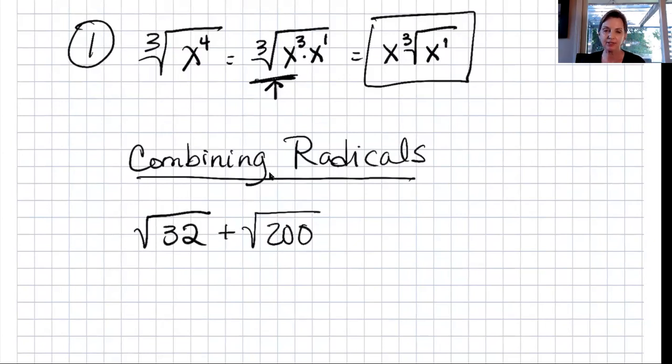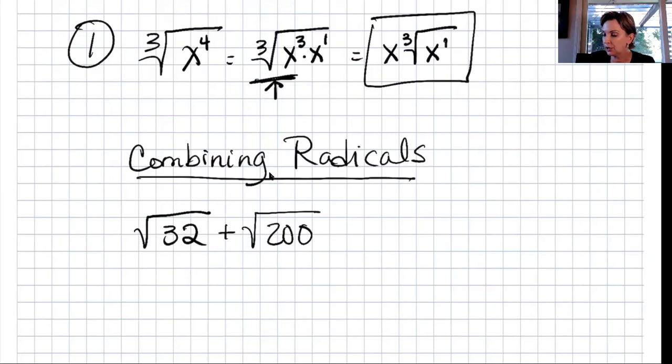So if you put in a square root of 32 plus a square root of 200 in a calculator, your calculator is going to give you a decimal, right? And a decimal is an approximation. It's not an exact answer. Okay, we want to leave it in square roots. We want to get an exact answer. So no calculators here, but we want to try to combine this into one instead of having two radicals.